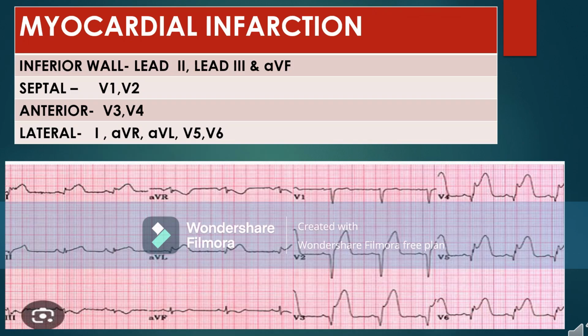Myocardial infarction or MI. Here you can see ST elevation in different leads according to the affected area of the heart. Inferior wall MI is characterized by ST elevation in lead 2, lead 3 and AVF. Septal wall, there is ST elevation in V1 and V2. Anterior wall is in V3 and V4. And lateral wall is in 1, AVL, V5 and V6.